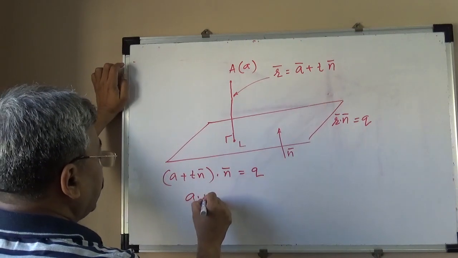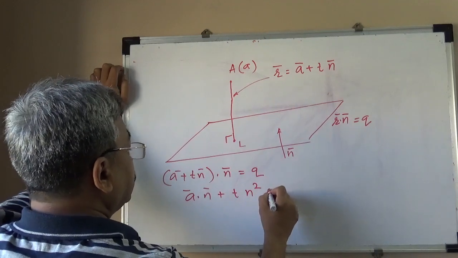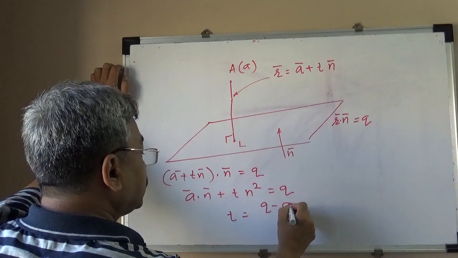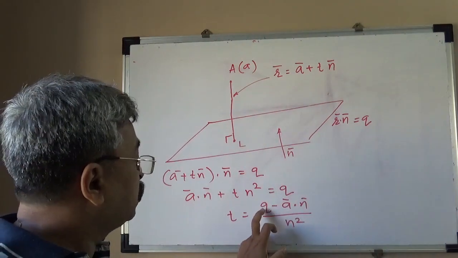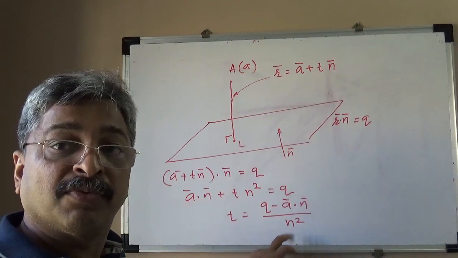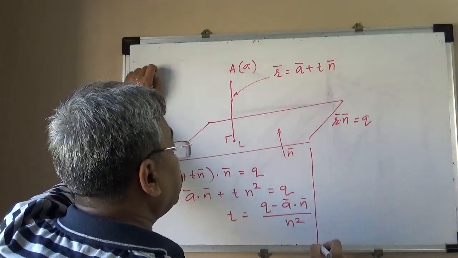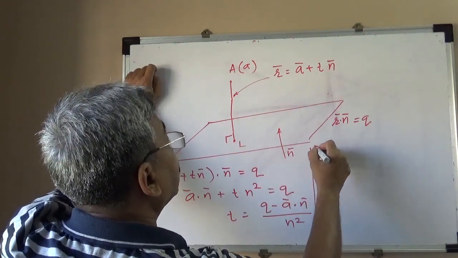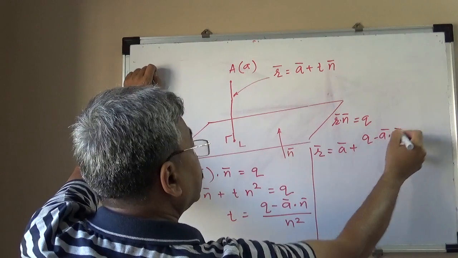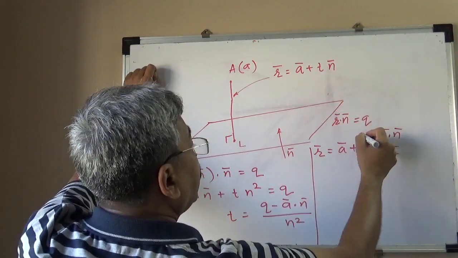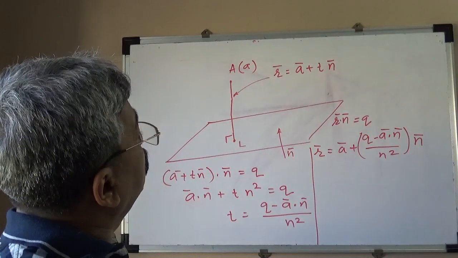Therefore, let us expand. A dot n bar plus t n bar dot n bar, which is n square, is equal to q. Therefore, t is equal to (q minus A dot n bar) upon n square. Now this is a parameter, therefore this is supposed to be a real number. So q is a real number, A dot n is a real number, and n square is of course a real number. Therefore for this parameter t, we will have point L with us. So what will be the position vector of L? r. We need to put this over here. r is equal to A plus ((q minus A dot n) upon n square) times n bar. That is the value of t, and t is a scalar multiplied by n bar.